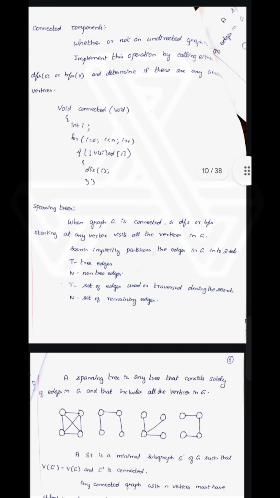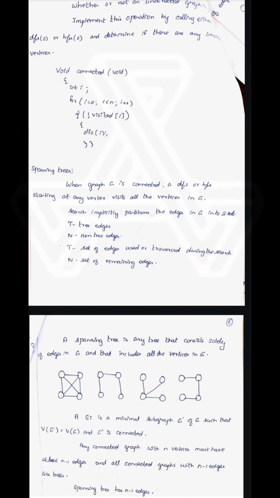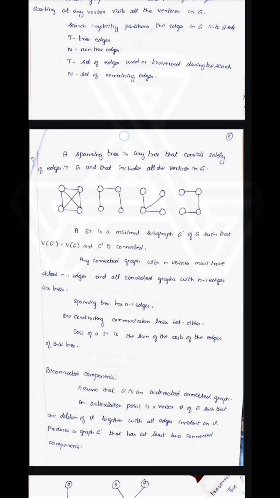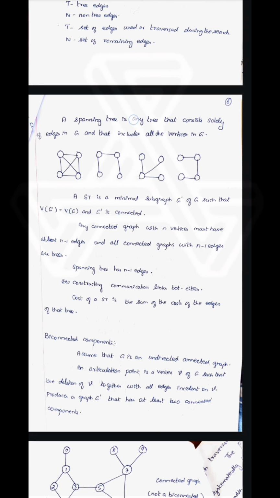Spanning tree. When graph G is connected, DFS or BFS starting at any vertex visits all the vertices in G. This implicitly partitions the edges in G into two sets: T, tree edges, the set of edges used or traversed during the search, and non-tree edges, the set of remaining edges. A spanning tree is any tree that consists solely of edges in the graph and that includes all vertices in G. A spanning tree is a minimal subgraph G' of G such that V(G') is V(G) and G' is connected.